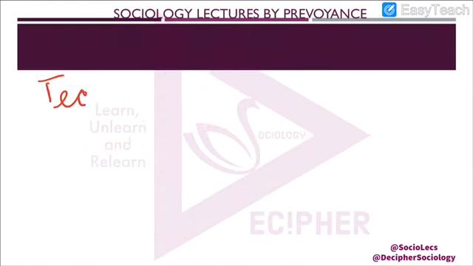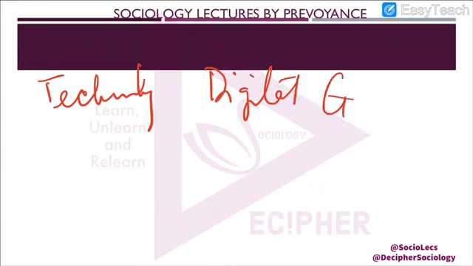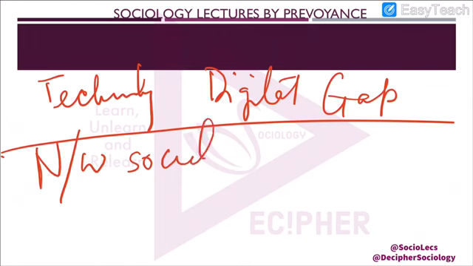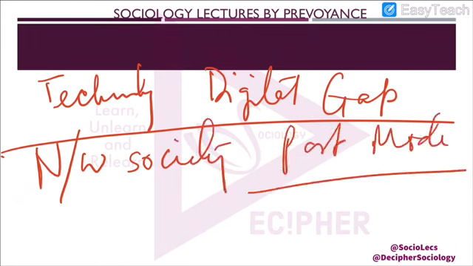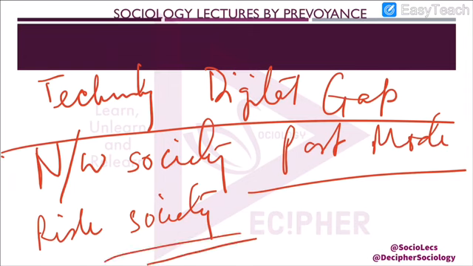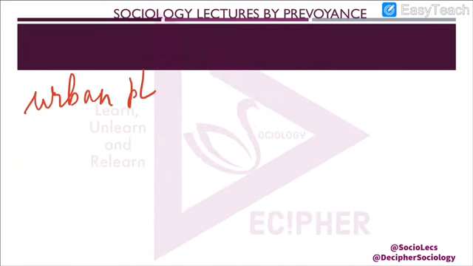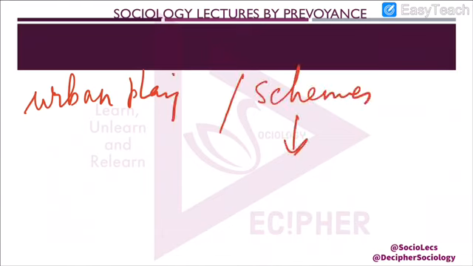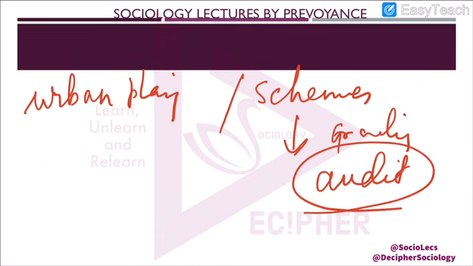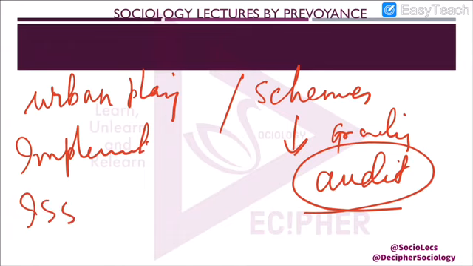Then what about technology? How does it create a digital gap? What about network society? What do the postmodernists say? What do the critical theorists say about this network society? Is this a risk society? What does this say about our economy? What about consumerism, hyper consumerism? What about promotion, advertisements, different classes? What is its effect especially on the middle class, which is the major consumer of these capitalist goods? What about urbanization, urban planning, different schemes? How do these schemes perform? How will they fare in the audit? What about their implementation and issues?